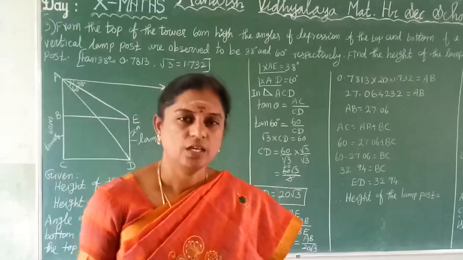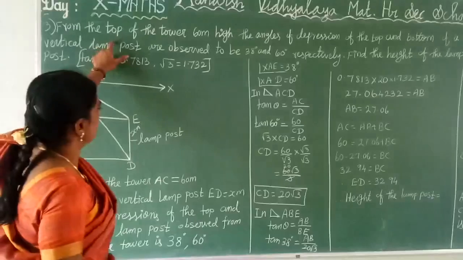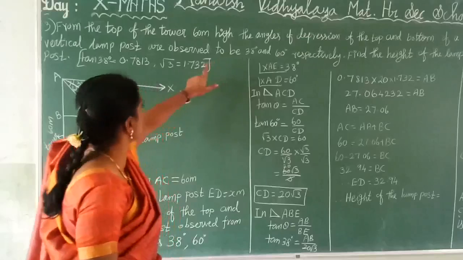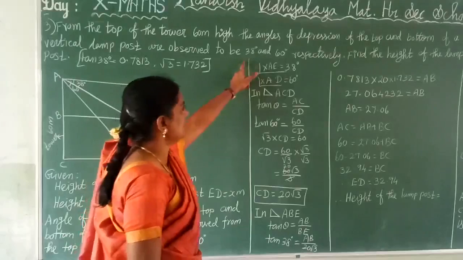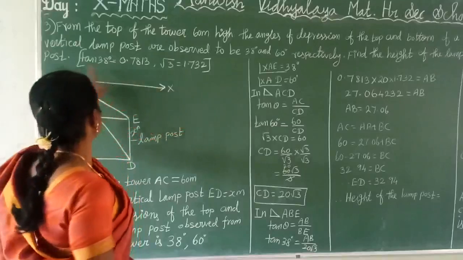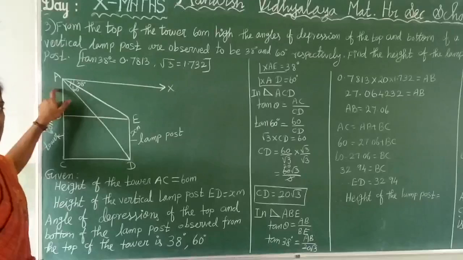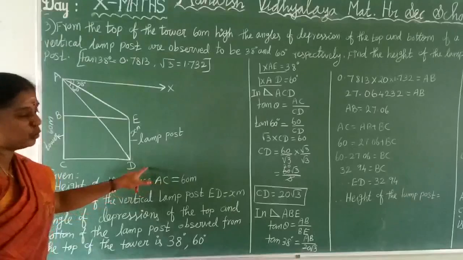Clear? Now the third question. From the top of a tower 60 meter high, the angles of depression of the top and the bottom of a vertical lamp post are observed to be 38 degree and 60 degree respectively. Find the height of the lamp post. Here two objects are there. One is the tower, another one is the lamp post. So you draw a tower and another one a lamp post.